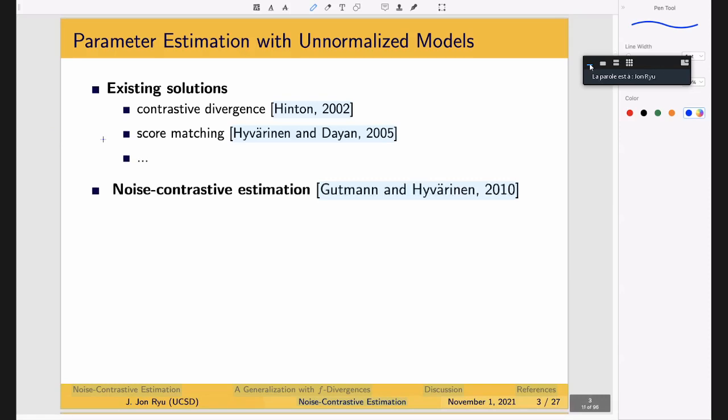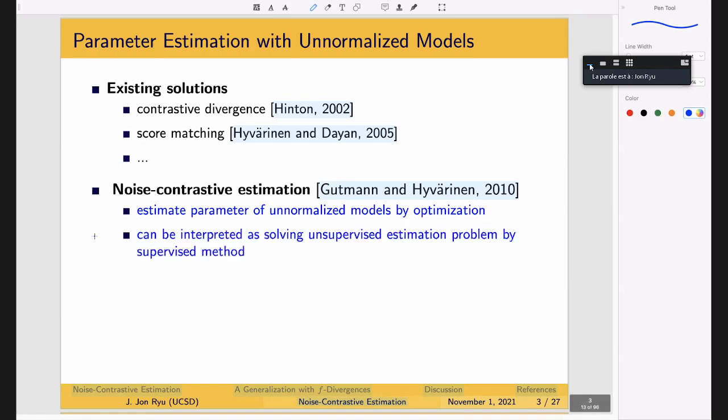But in this talk, I'm going to talk about noise contrastive estimation specifically. This is an approach to estimate parameters of unnormalized models by optimization. It can be interpreted as solving the unsupervised estimation problem by a supervised method. It is unsupervised in the sense that there is no label whatsoever given the problem setting in the previous slide, but it somehow poses the problem in the form of a supervised problem. That's the interesting part.